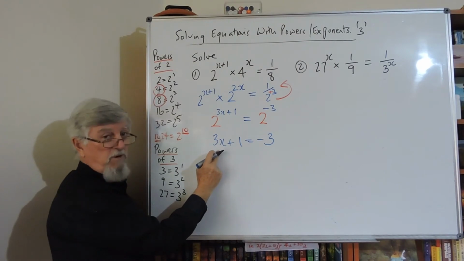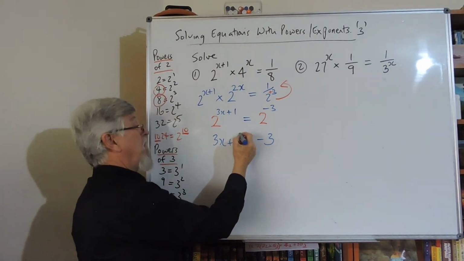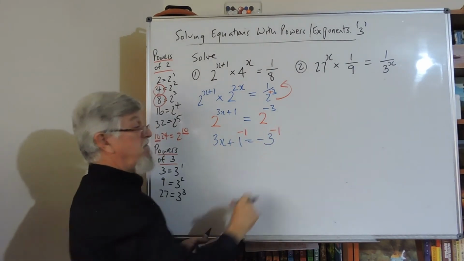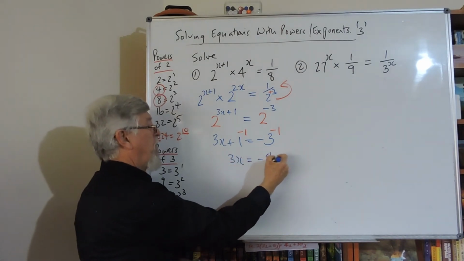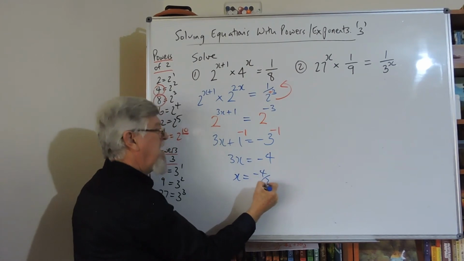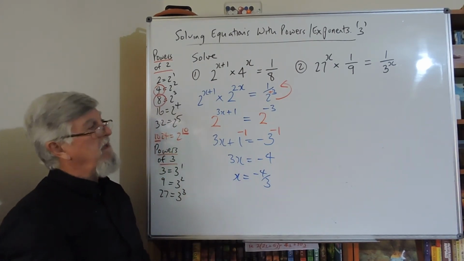Need to get the x by itself, I need to get rid of the 3, get rid of the 1. It's easier to get rid of the 1 first. So if I minus 1 from this side and minus 1 from that side, most of you won't need that, you'll see it in your head. So 3x is minus 4. Divide both sides by 3 and your x is minus 4 on 3. You could write minus 1 and a third, minus 1.3 repeating, and on you go.